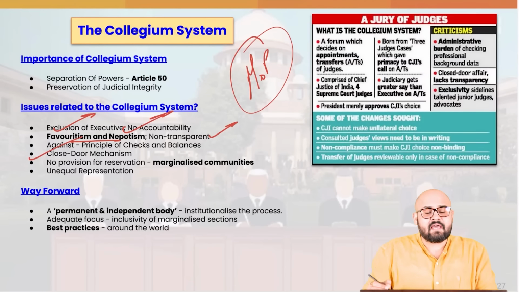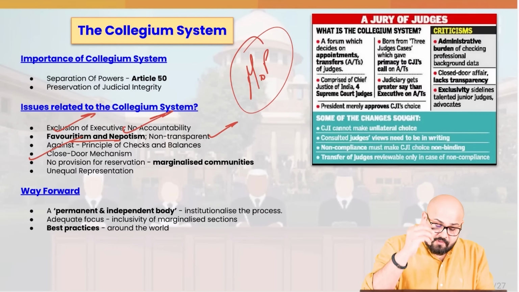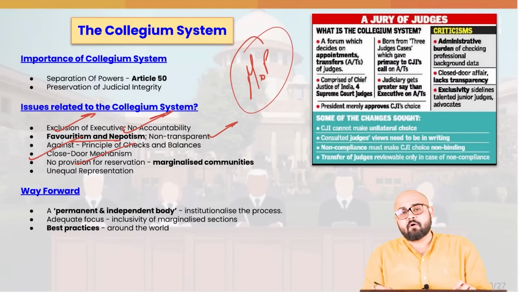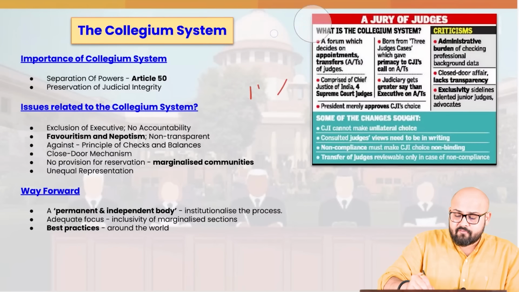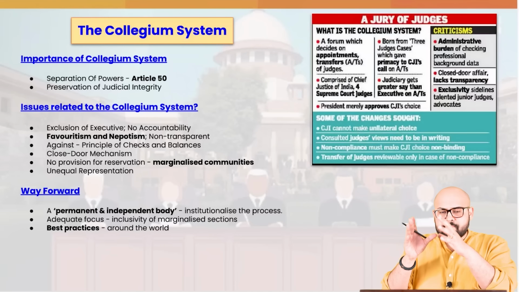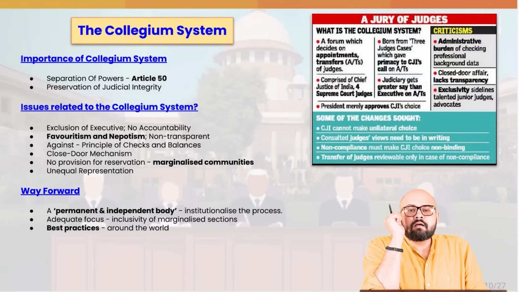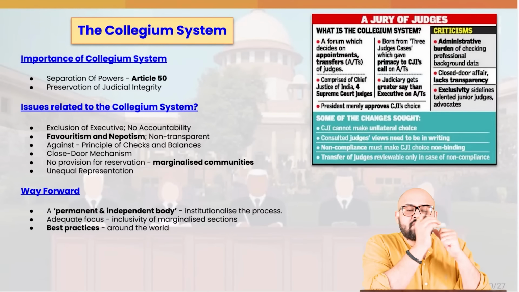Next, we have the closed door mechanism. Everything is in secrecy. There's no permanent secretariat. So there are issues. Then there is no provision for reservation. Very important. If you look at the number of people from the marginalized communities in the higher judiciary, it's very minuscule. We have affirmative action in government jobs, but there are no provisions with respect to the appointment of judges when we talk about affirmative action.